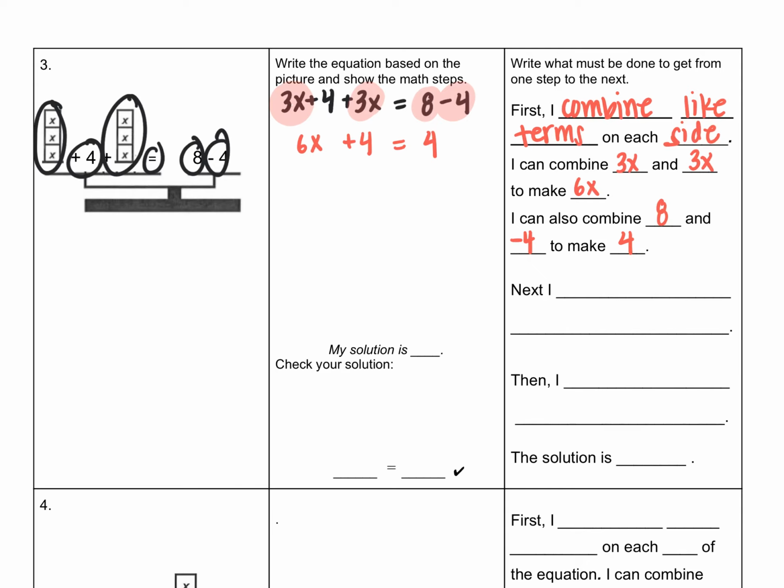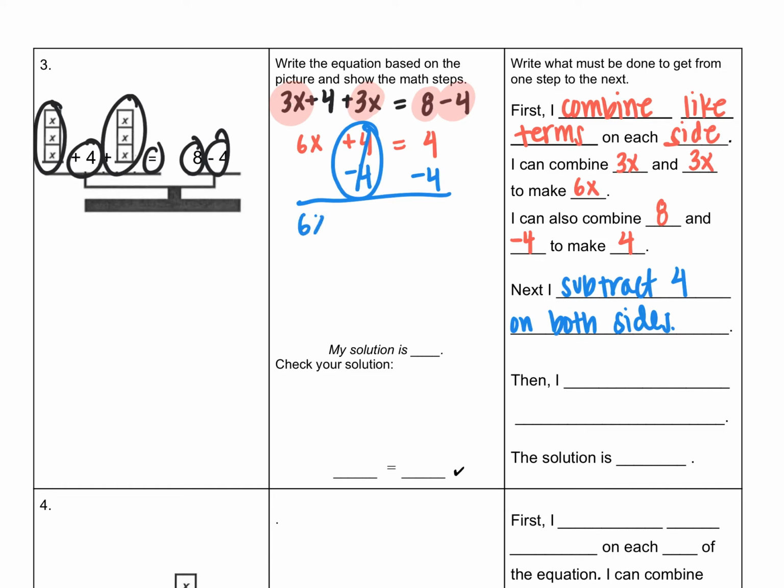Next, I notice that x is still multiplied by 6 and added 4. The inverse of adding 4 is subtract 4. So next, I subtract 4 on both sides. So minus 4 on the left and minus 4 on the right side. I have positive 4 and negative 4 here, so they turn into 0, but I don't need to write it here. But on the other side, I also have 4 and negative 4. So since there is nothing else here, I do need to write 0.